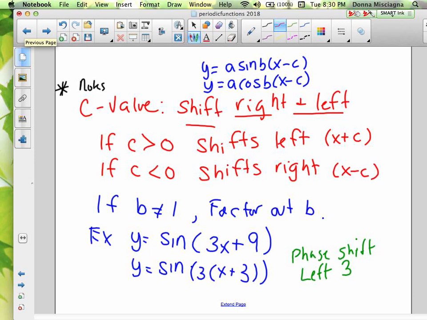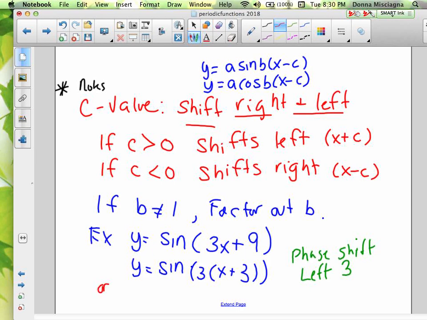So for instance, here's an example. y equals sine(3x plus 9). Our phase shift is not 9, because the b is already in there. So we can factor the b out. If we divide 3x by 3, we get x, and if we divide 9 by 3, we get 3. Our phase shift is left 3.